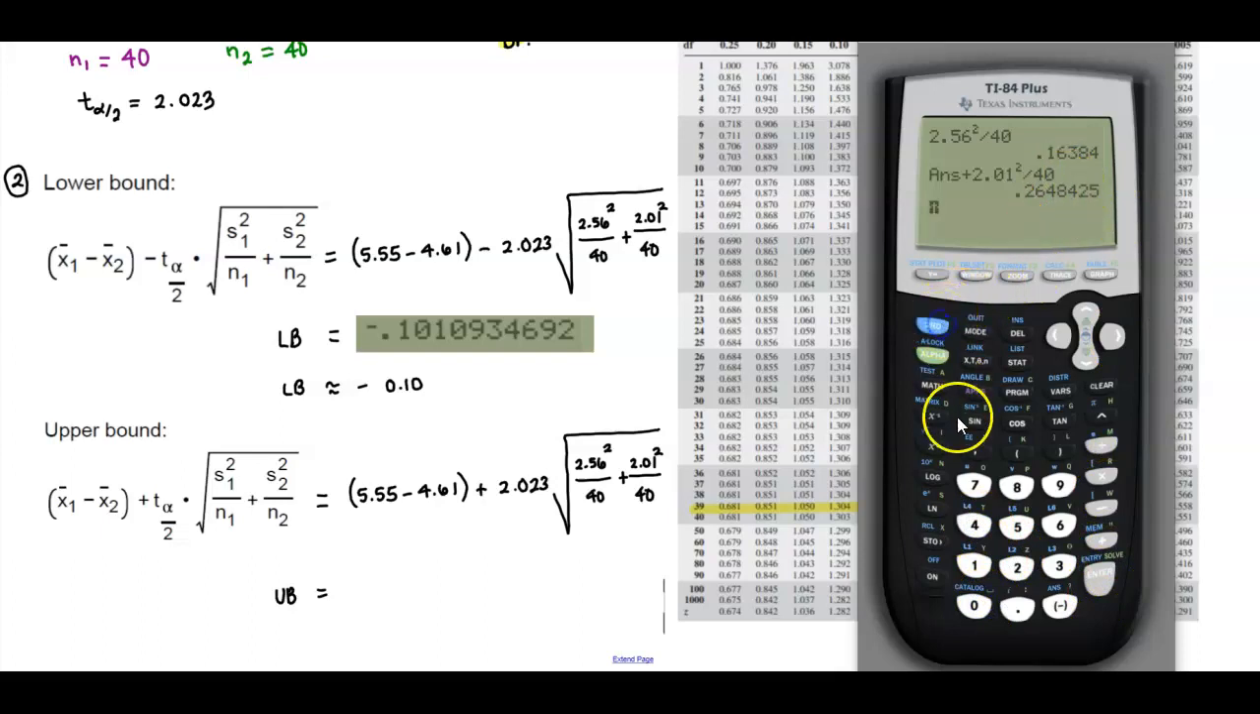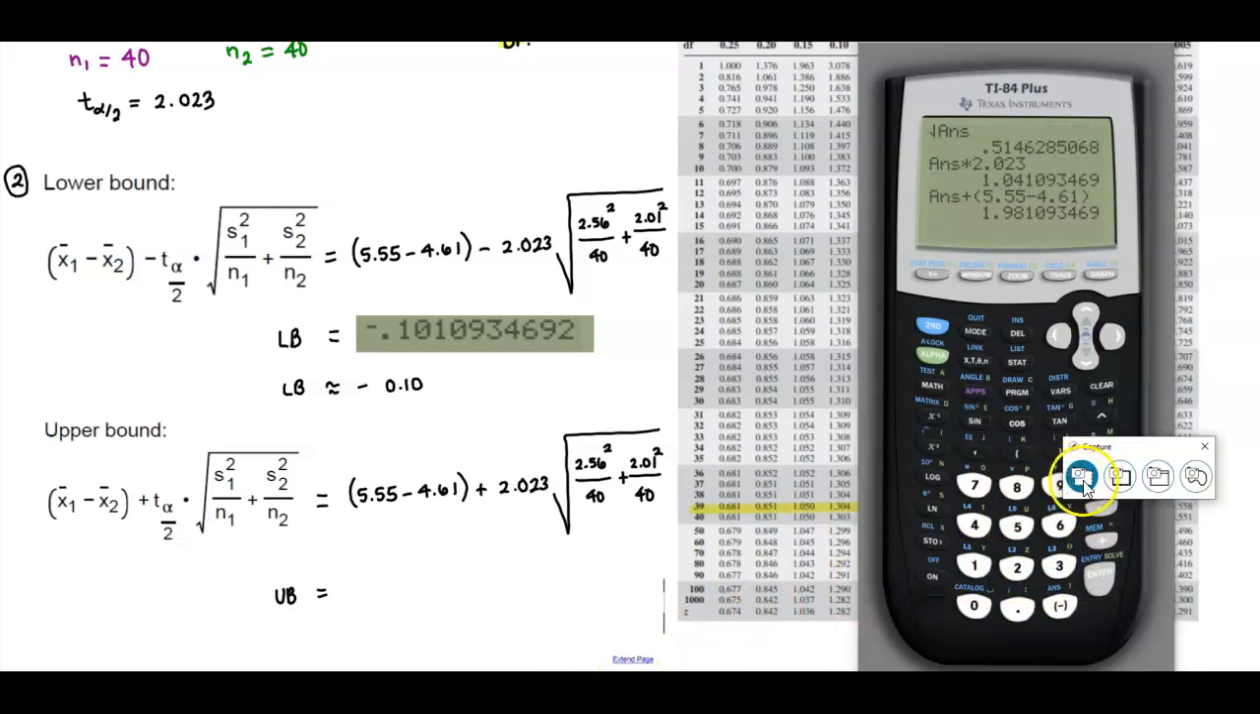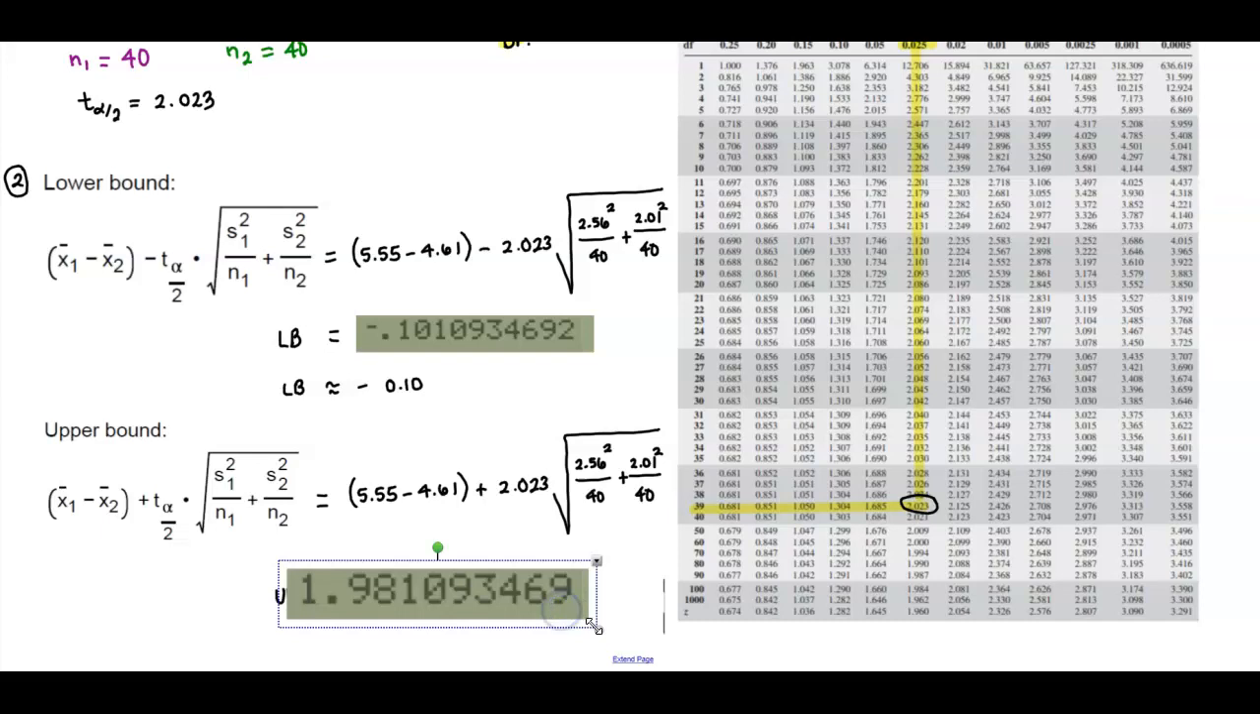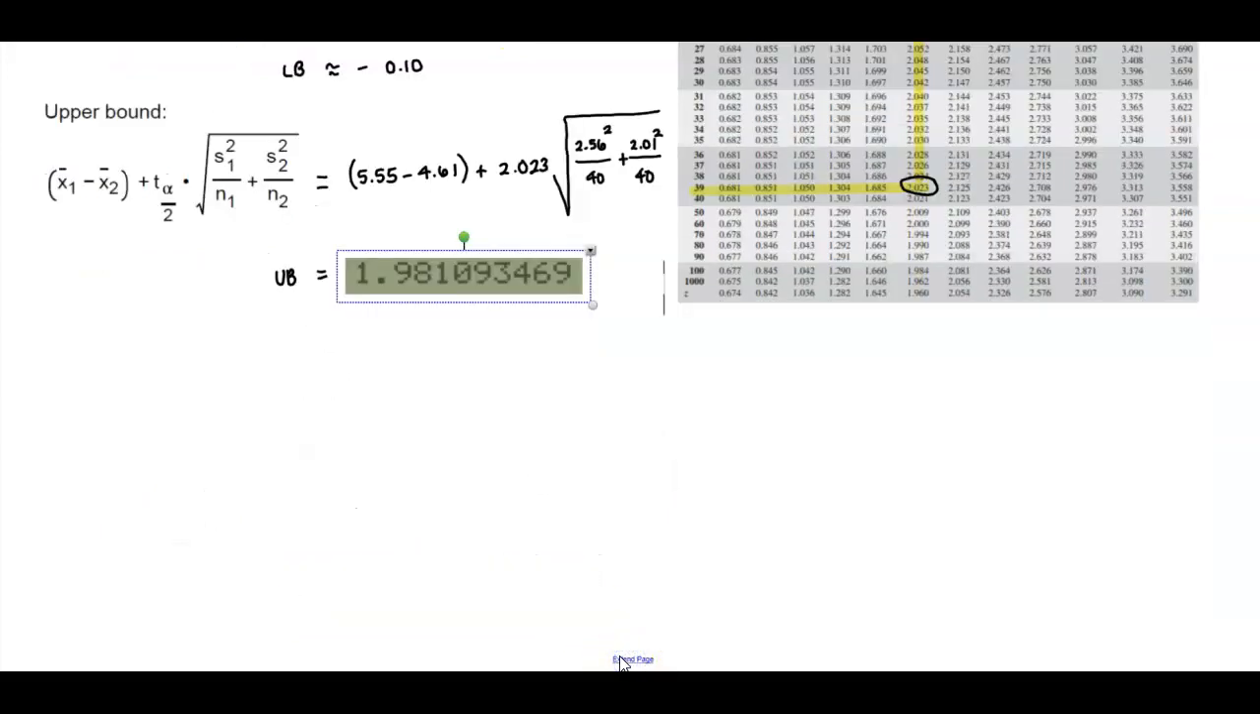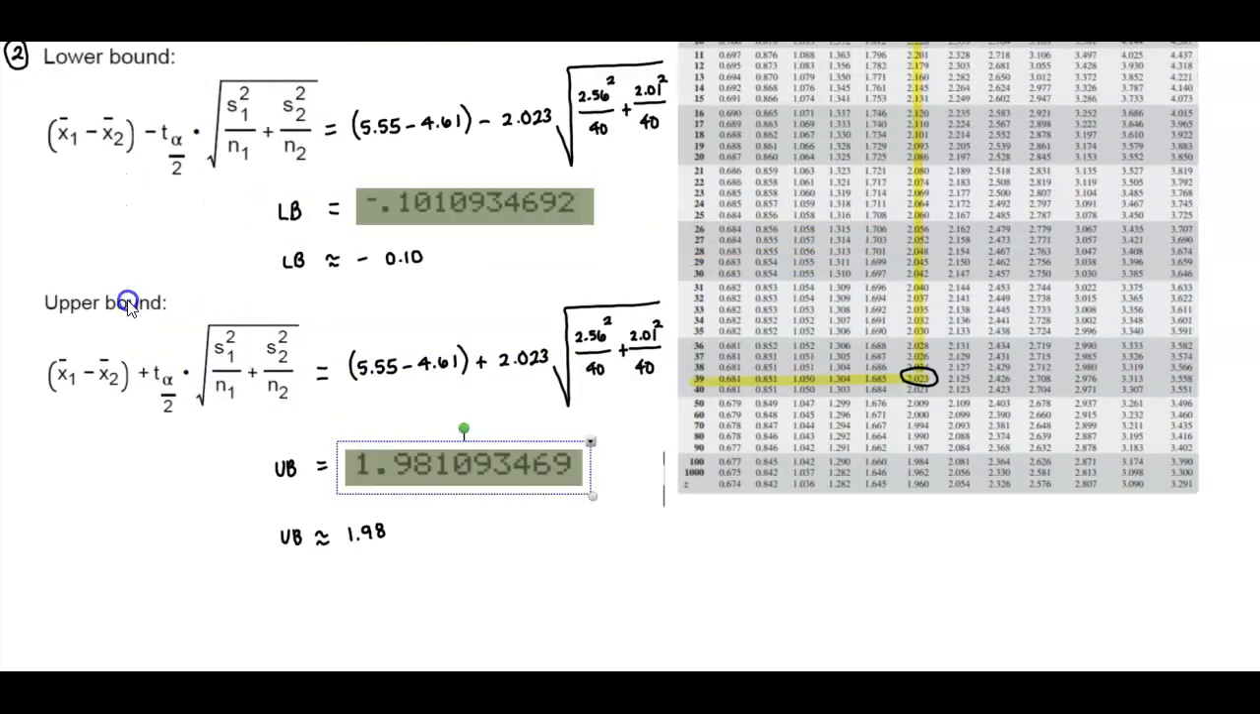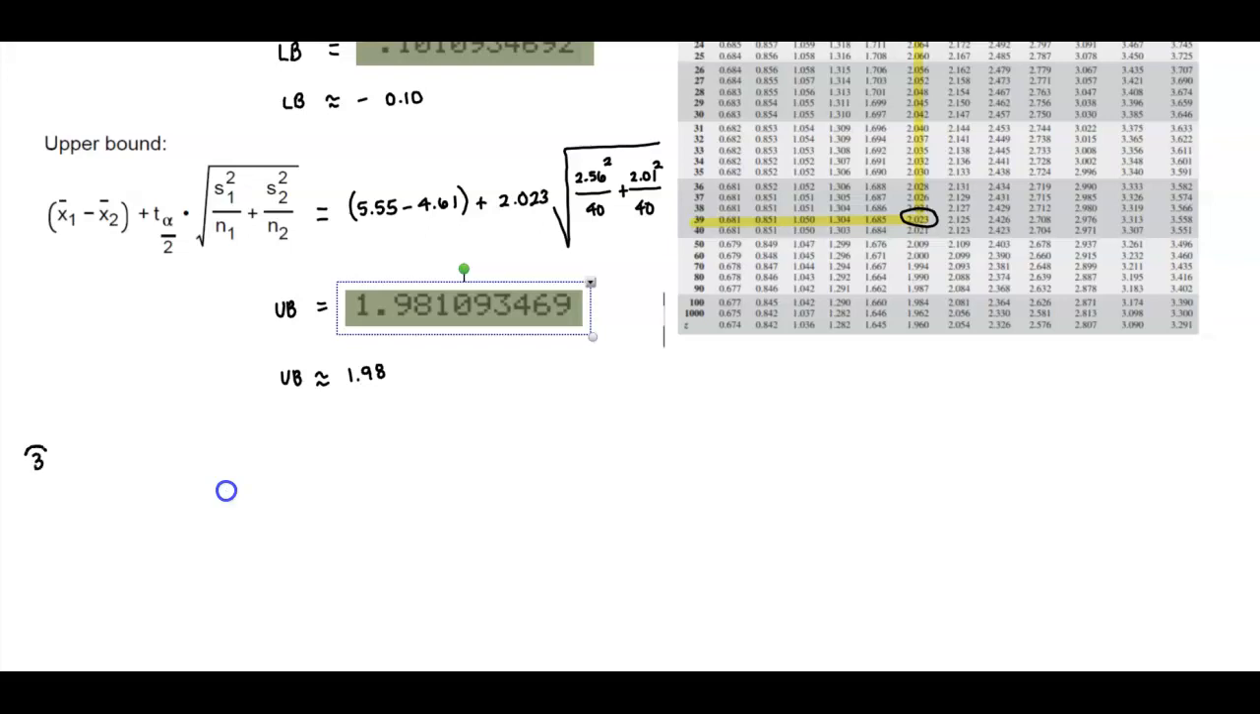Okay, and then we're going to take the square root of that, second square root of the second answer. And then we're going to multiply that by 2.023, which is positive. And then we're going to add, in parentheses, 5.55 minus 4.61. And we get that answer. So let's go ahead and copy that. Now we're going to round this to 2 decimal places. So the upper bound is approximately 1.98. So now that we found the upper and lower bound, the confidence interval is going to start at negative 0.10 and end at 1.98.